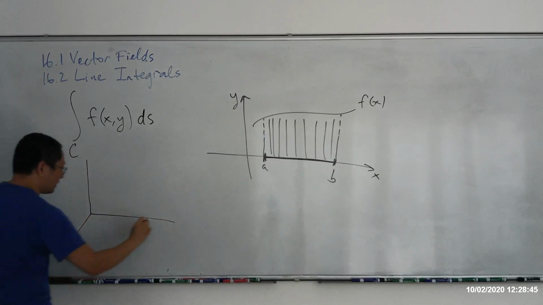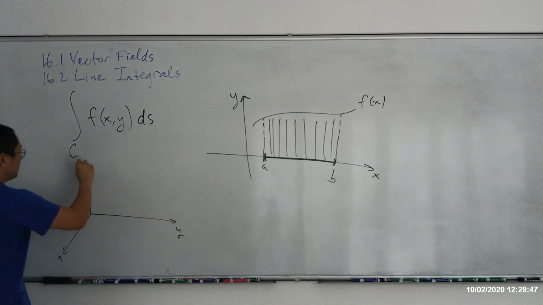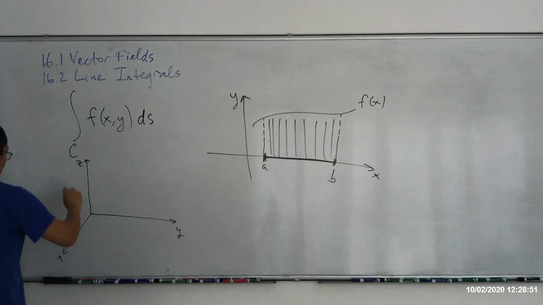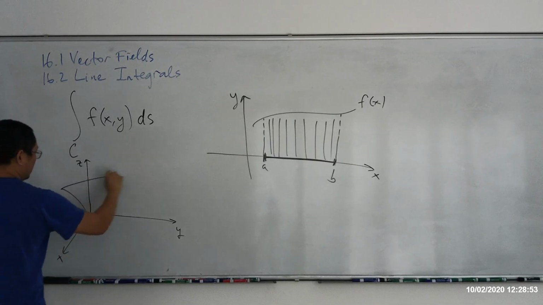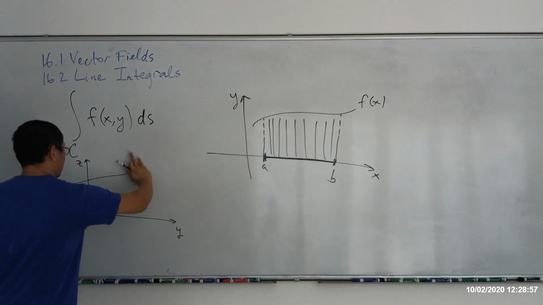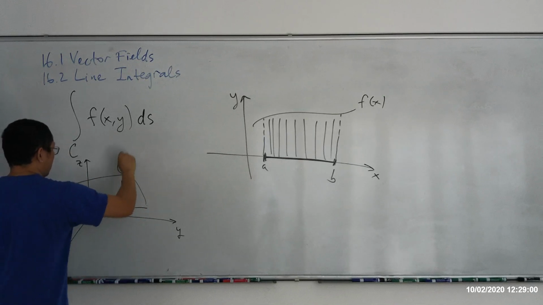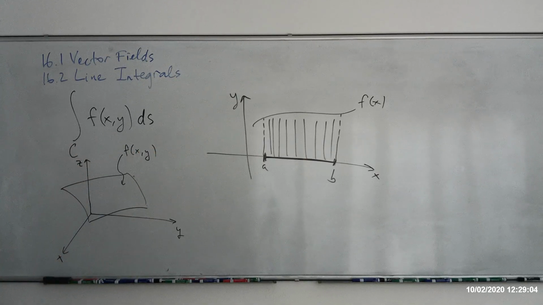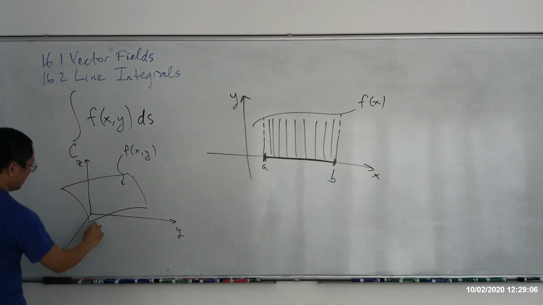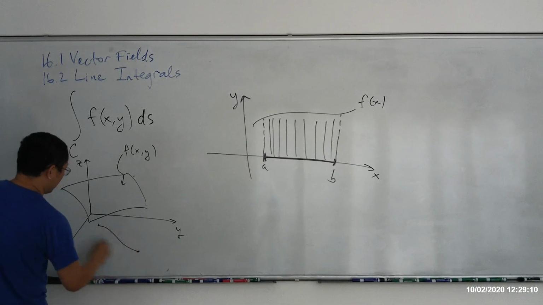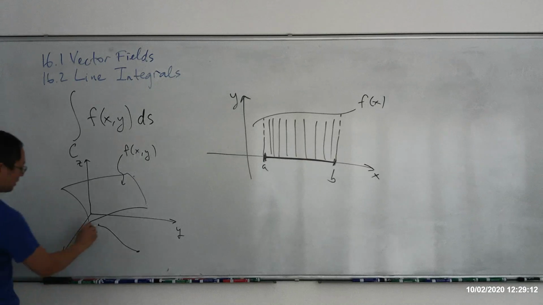This is my x-axis. This is my y-axis. This is my z-axis. Okay? And this is my function f(x,y). This is the surface above the xy plane, okay? And this is a curve C in general on the xy plane. This is a curve C right here.